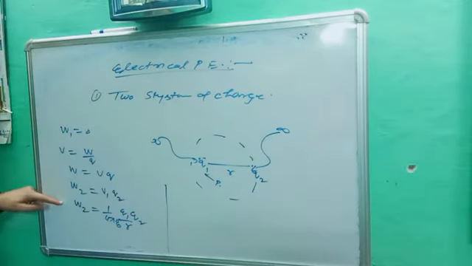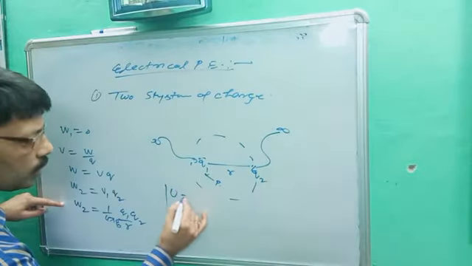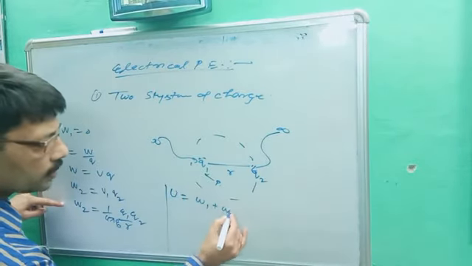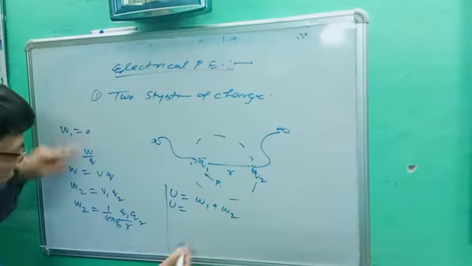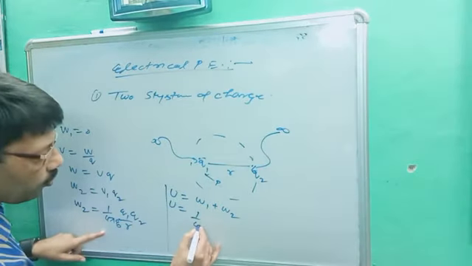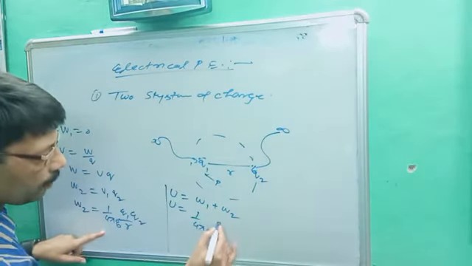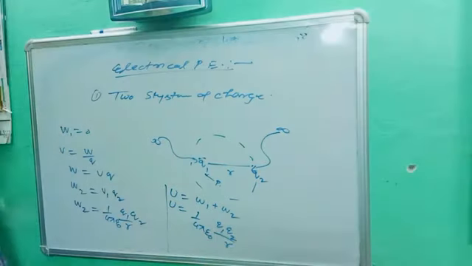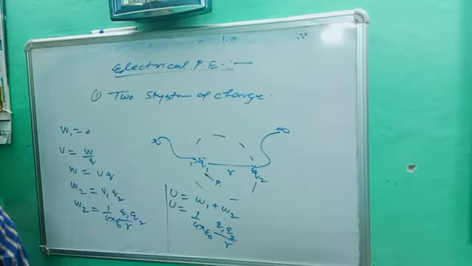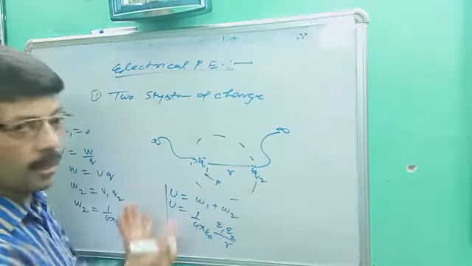How much is the total work done? W1 plus W2. You know the potential energy U is equal to W1 plus W2. W1 is 0, so directly we get U is equal to 1 upon 4 pi epsilon naught Q1 Q2 upon R. This is the potential energy for a two system of charge.